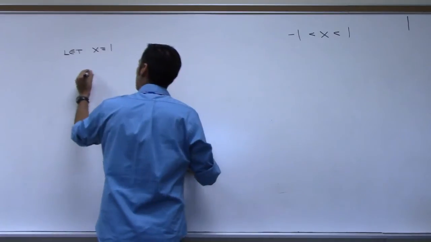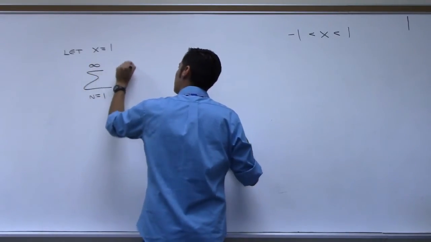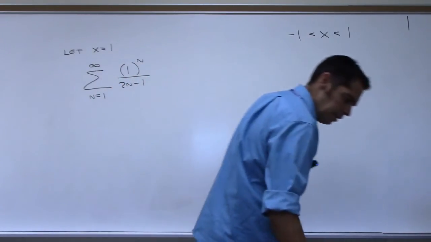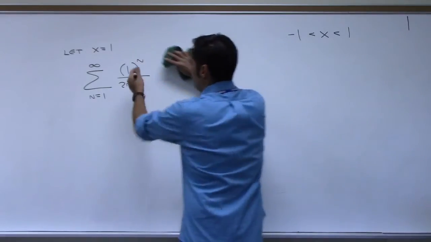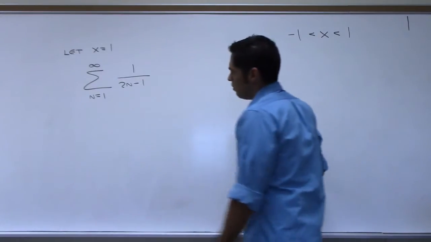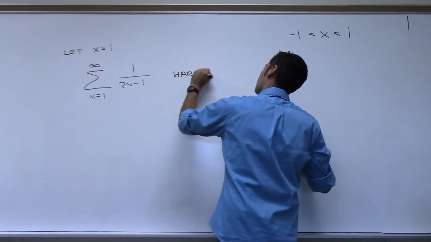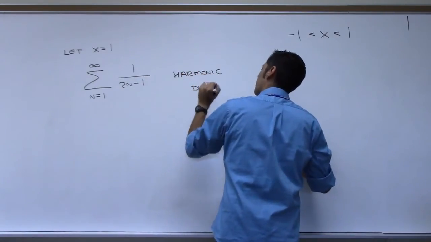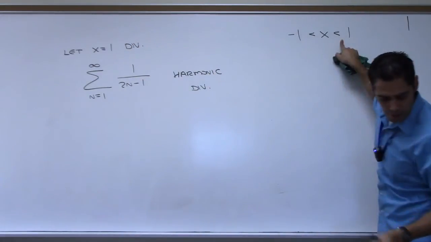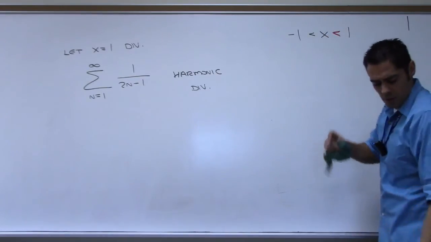I'm going to let x be 1. If x is 1, this sum becomes n equals 1 to infinity, it was x to the n over 2n minus 1, I believe. Yes, and of course 1 to any power is just 1. And do you recognize this? Harmonic, diverges. So this diverges, which means we do not want to include 1, right? We do not want 1, so I'm going to put the red here. That's what we have for sure. We don't want to include 1.